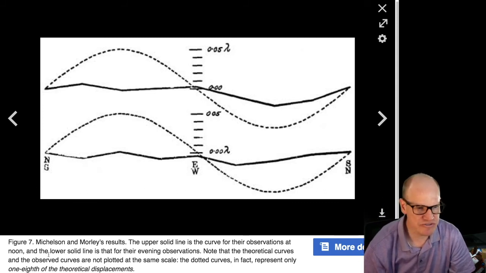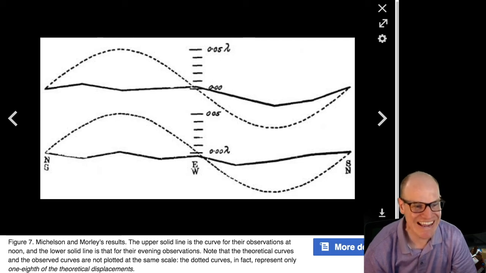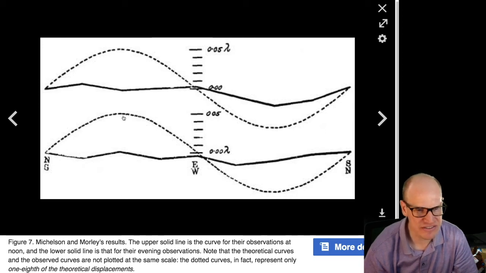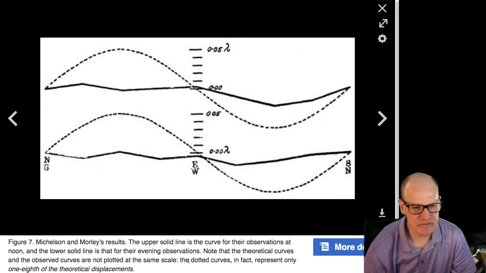The theoretical curves and the observed curves are not plotted to the same scale. The dotted curves, in fact, represent only 1/8 the theoretical displacement. Upper solid curve is for their observations at noon. Lower solid curve is for the evening observations. The theoretical curves, that's this one, the dotted line, and the observed curves are not plotted at the same scale. The dotted curves, in fact, represent only 1/8 the theoretical displacement.